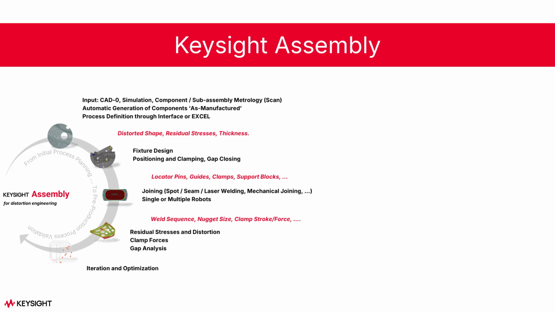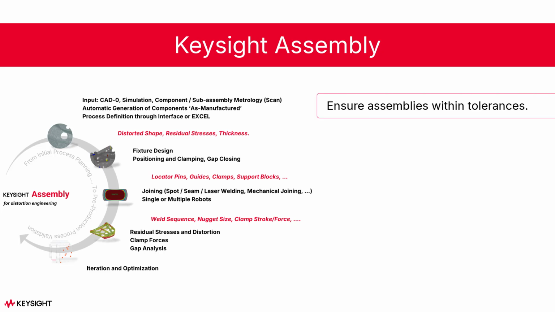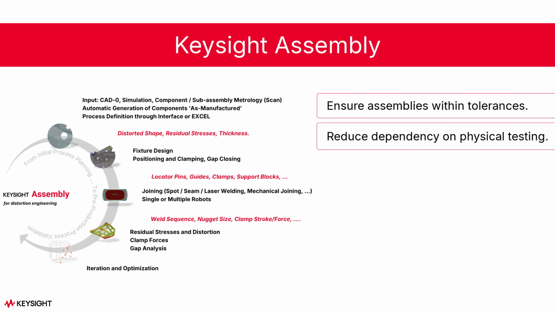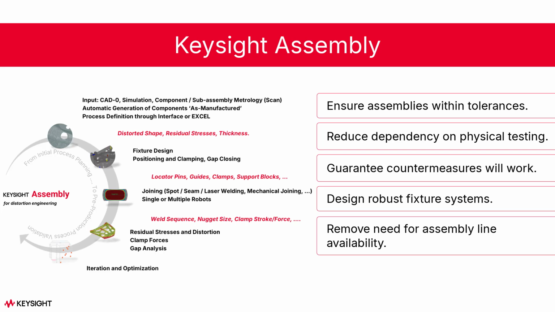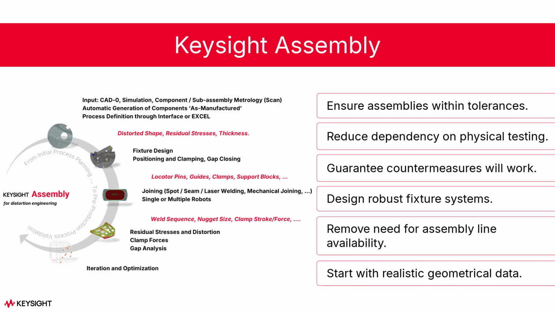By integrating Keysight Assembly into your engineering workflow, you can ensure assemblies remain within tolerance, reduce dependency on late-stage physical testing, provide evidence that your countermeasures will work, design robust fixtures for consistent, high-quality assemblies, remove the need for physical line availability, and improve part quality from the very beginning of the engineering process. Keysight Assembly. Virtualize your assembly line, eliminate surprises, and deliver robust, production-ready assemblies with confidence.